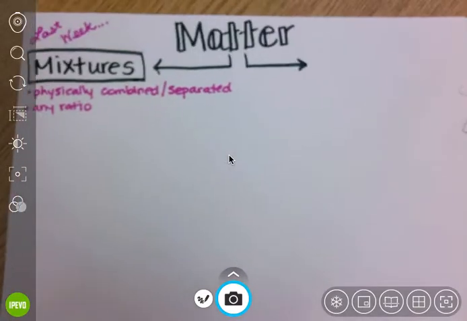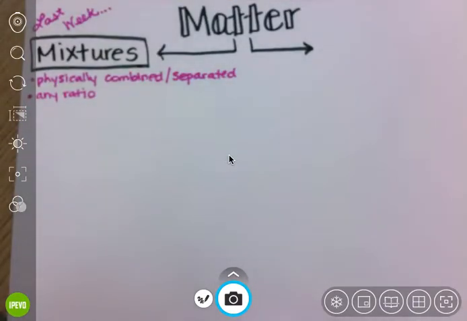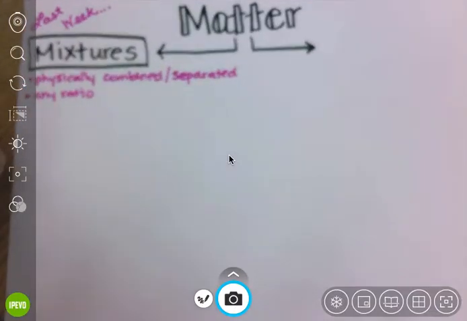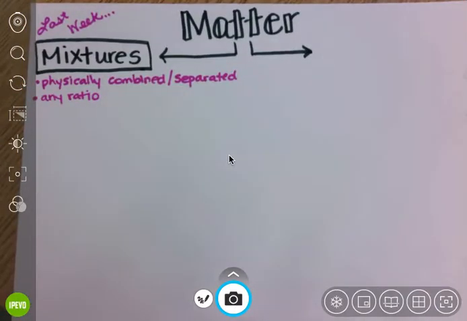This is not focusing, so we're going to see. Something got bumped. There we go. That looks better.